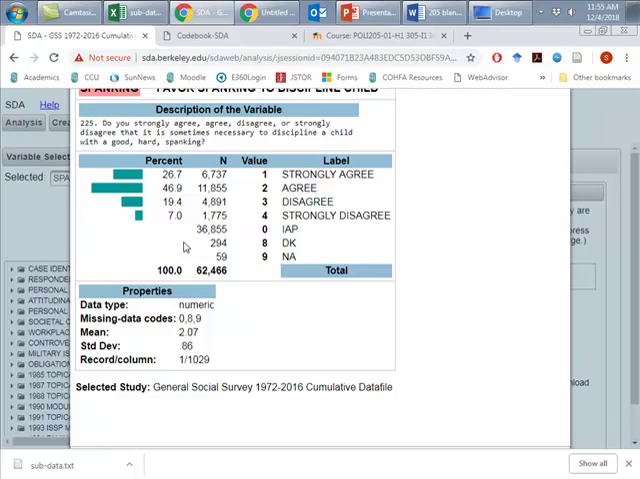Right? So if you were to do that in your paper and then do a difference of means test, you would be doing something wrong, because the value of the mean doesn't make any sense. Okay. So I can't use a difference of means test.